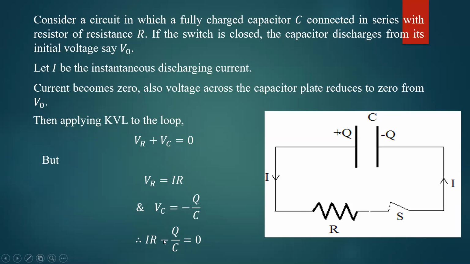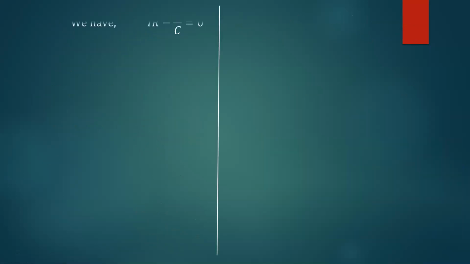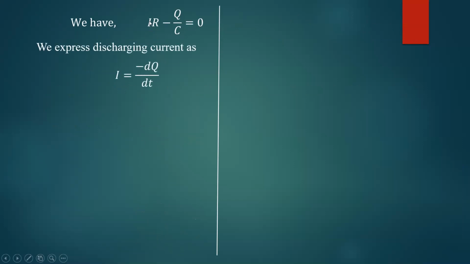Now you have to solve this equation for Q. You have to find the expression for Q as in the charging case. Let us do that. We have IR minus Q by C equal to 0. Now express this current I as minus dq by dt. The negative sign indicates that charge is decreasing. That's why current is also decreasing. Current is given by dq by dt with a negative sign.